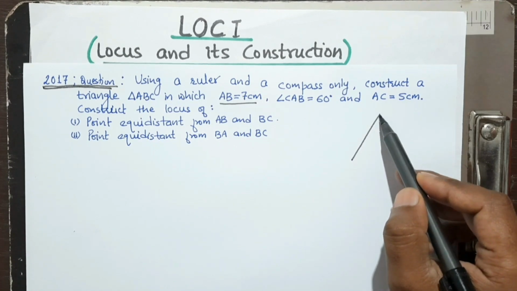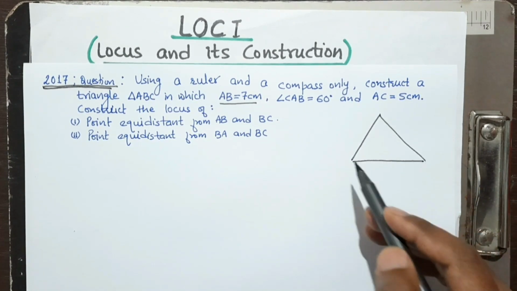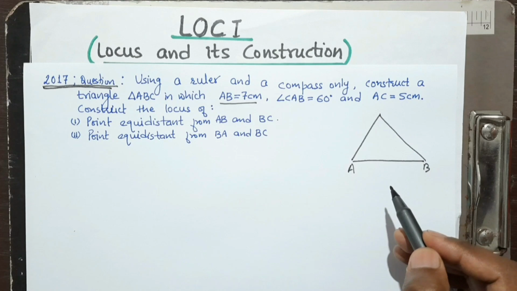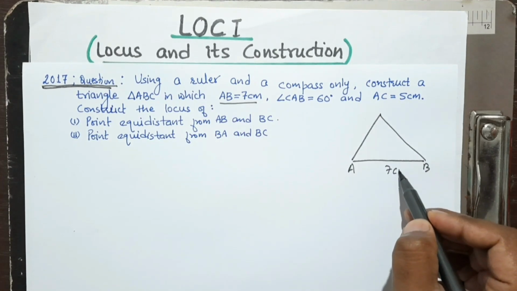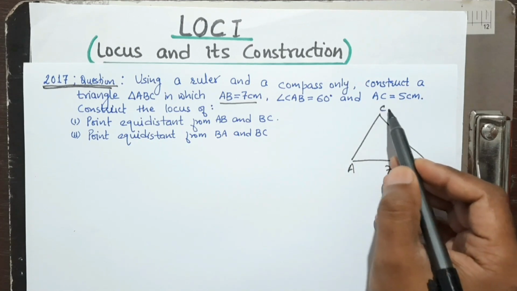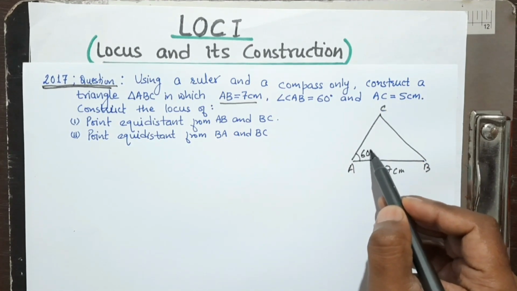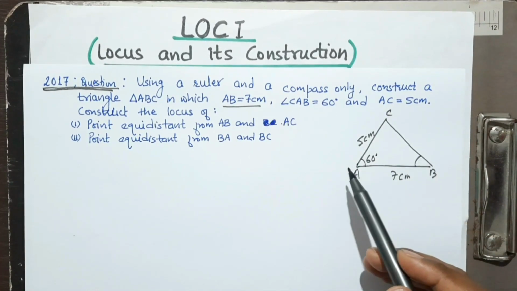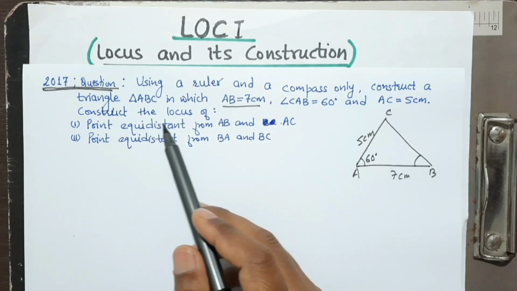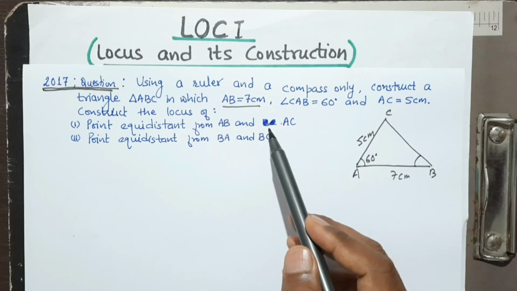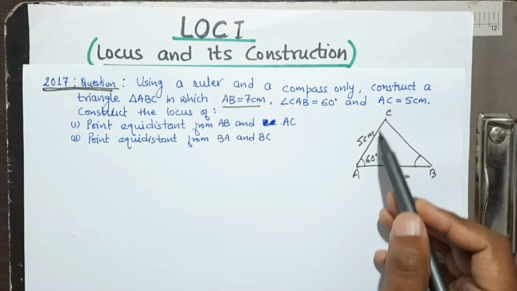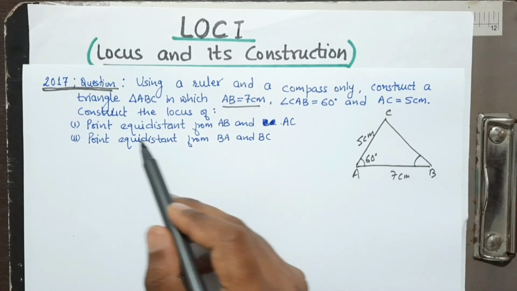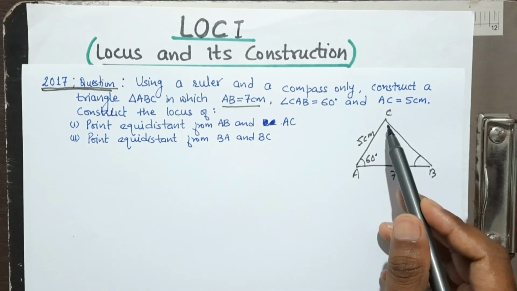So this is our rough sketch. This is A, B. Whichever side is given, we will consider that as the base. Here AB is given, so this is AB, 7 centimeter. Angle CAB, this angle, is 60 degrees, and AC is 5 centimeter. First we are going to construct this triangle. Now the second part of the question is: construct the locus of points equidistant from AB and AC. AB and AC are two intersecting lines, and an angle is formed here. That means we have to draw the angular bisector of angle BAC.